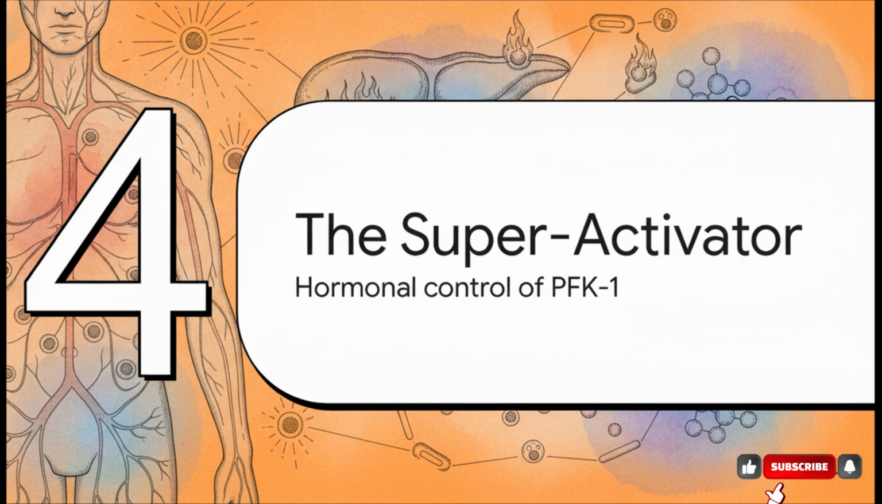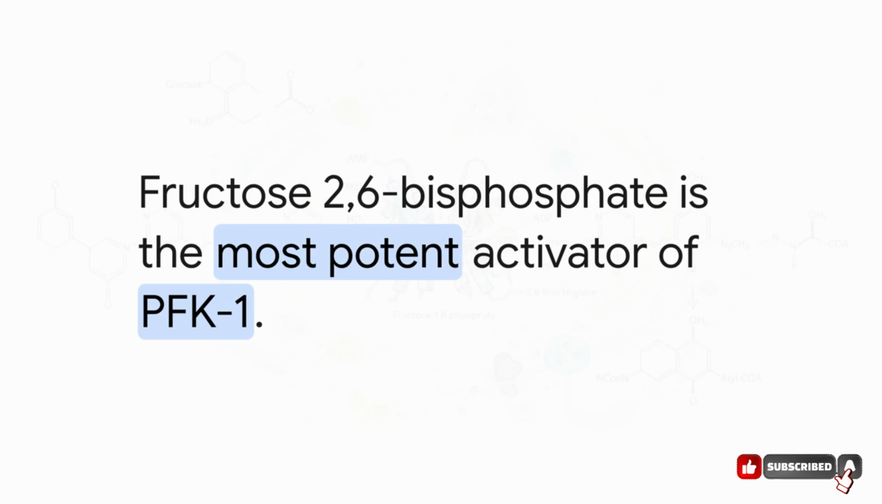hormones, and the super-activator. Okay, there is a super-activator you absolutely need to know for your exams. Fructose 2,6-bisphosphate. Notice the 2,6 there. This is completely different from the fructose 1,6-bisphosphate we just made in glycolysis. Fructose 2,6-bisphosphate is not a glycolytic intermediate. It's a dedicated, specialized signaling molecule, and it is the single most potent activator of PFK-1.